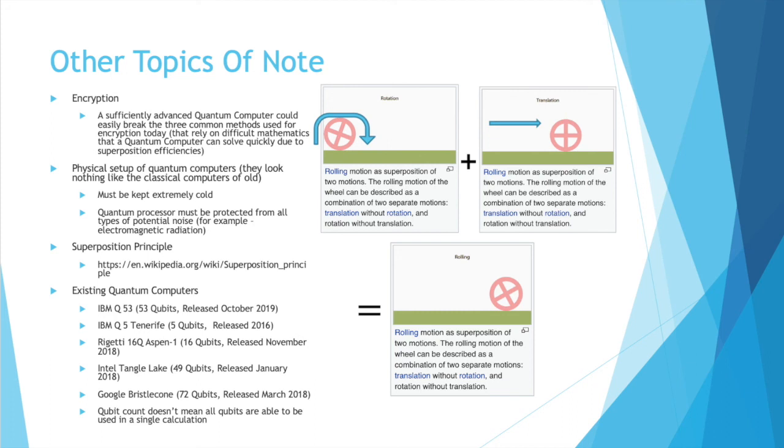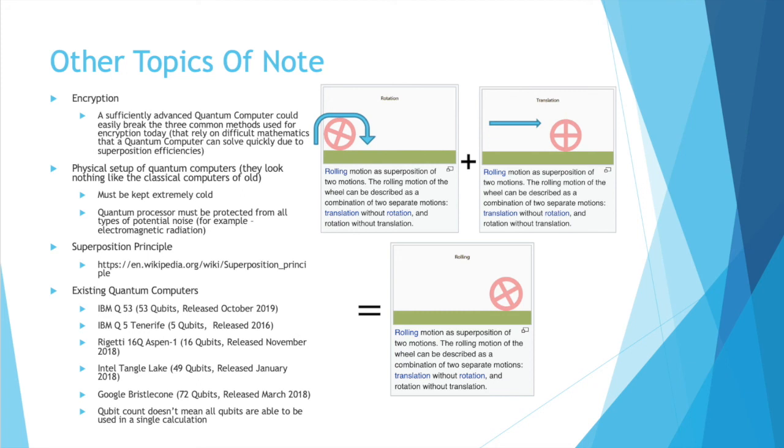If I had more time, I would have gone into the physical setup of quantum computers, because they look nothing like classic computers. If you remember the image from my first slide, that is what a quantum computer looks like. They are very cylindrical, but also they have very interesting physical properties. They must be kept extremely cold in order to work properly. The quantum processor, a quantum computer's equivalent to the CPU, must be protected from all types of potential noise, like electromagnetic radiation.